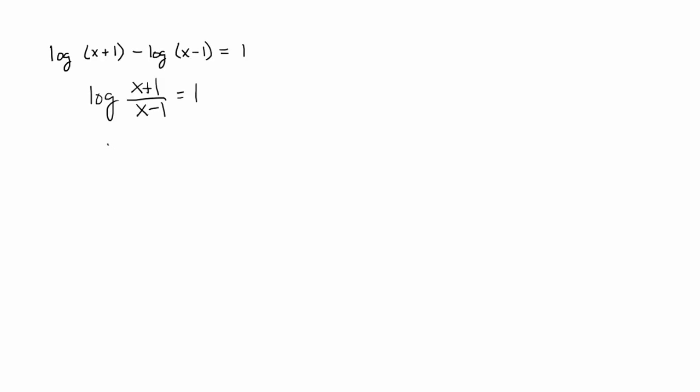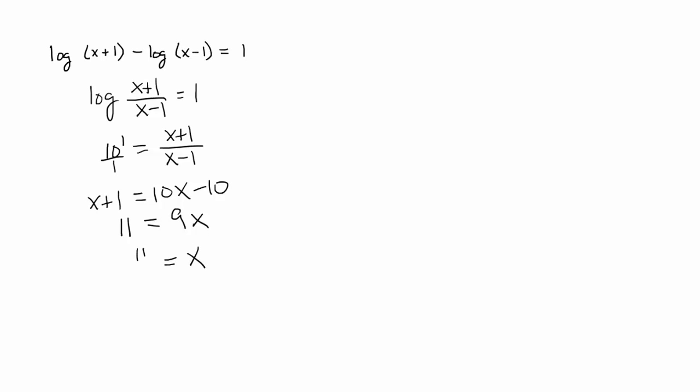Again, we're in log base 10, so 10 to the first power is equal to (x + 1)/(x - 1). And now I'm going to cross multiply, so 10 could be written as 10/1, so I have x + 1 = 10x - 10. Now I'm going to subtract an x from both sides and add 10 to both sides. And now I'm going to divide by 9, and x is equal to 11/9. Now 11/9 plus 1 is positive, and 11/9 minus 1 is positive. So this is a good solution.